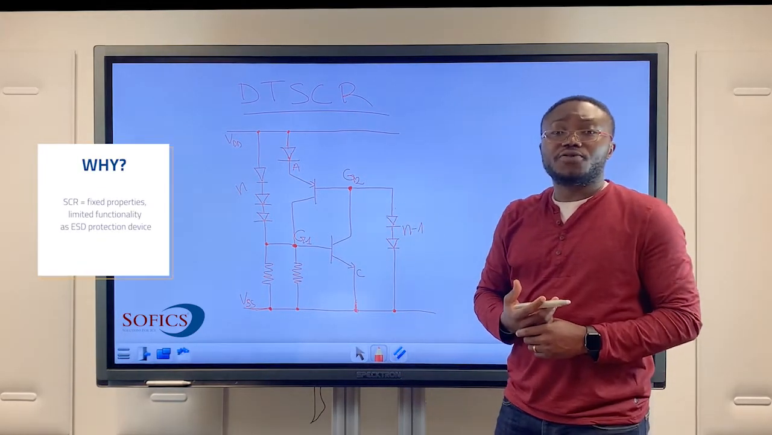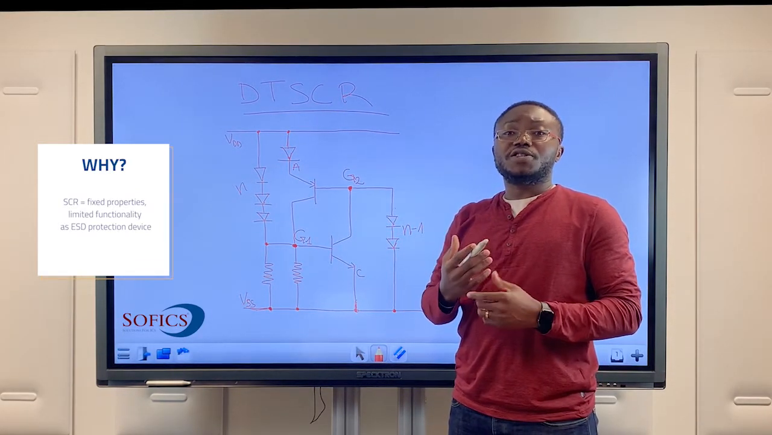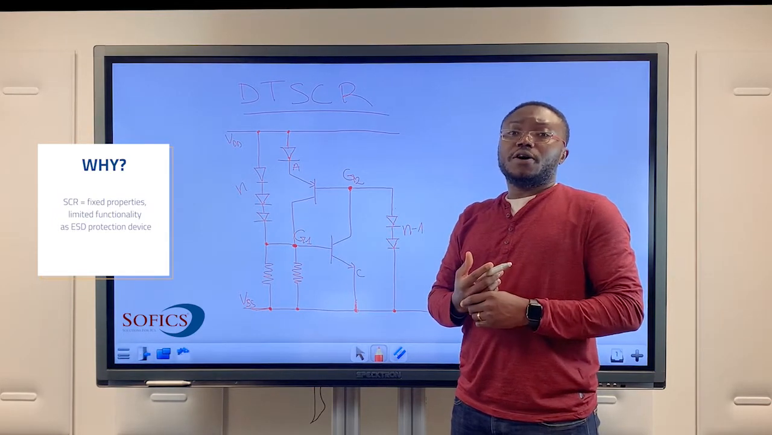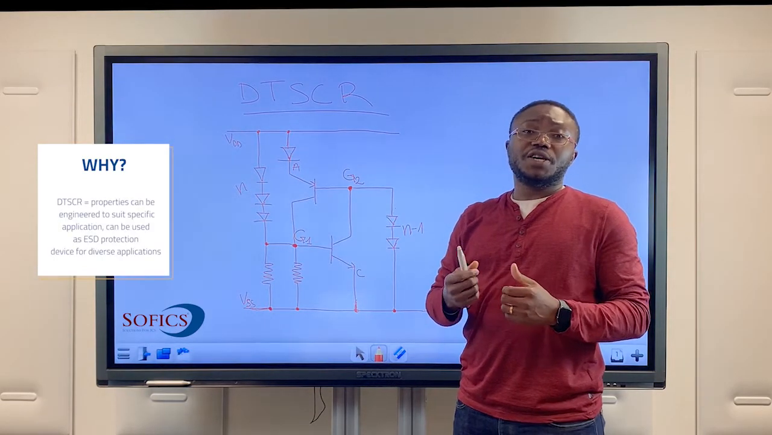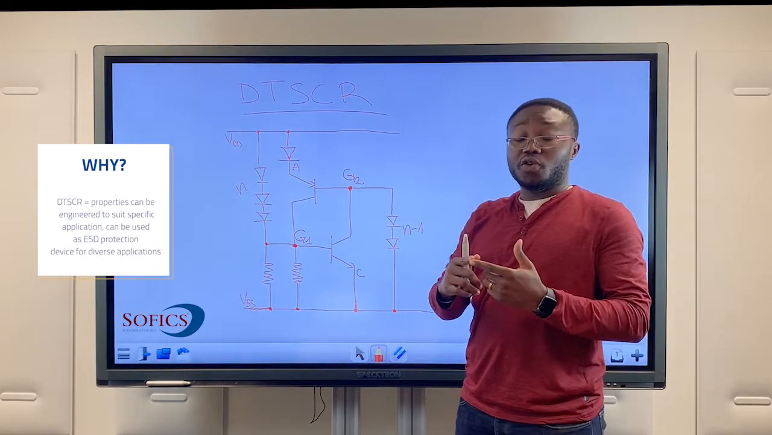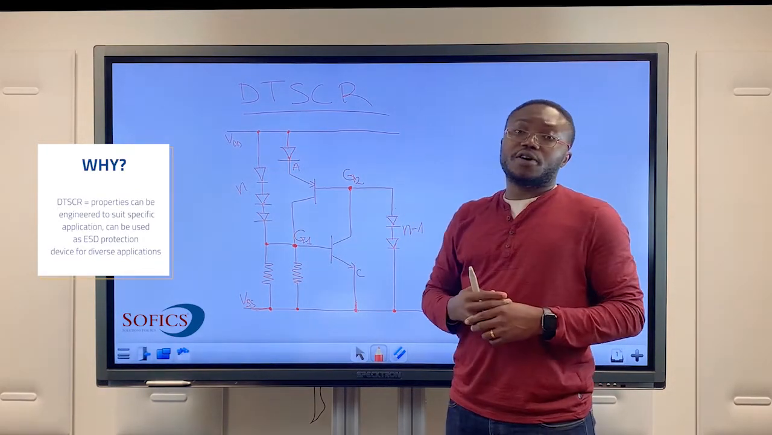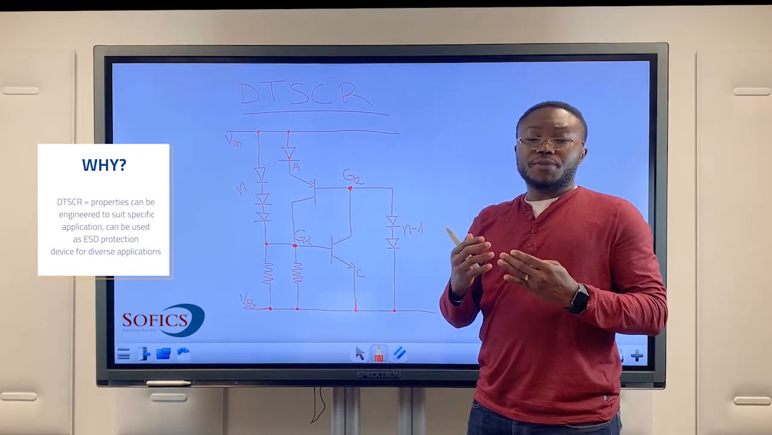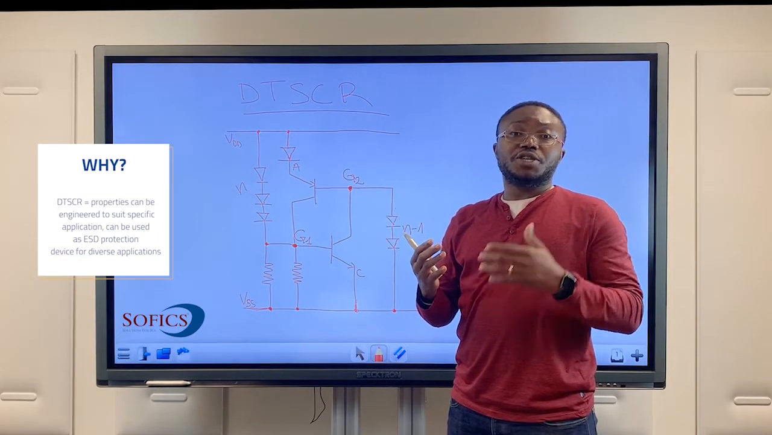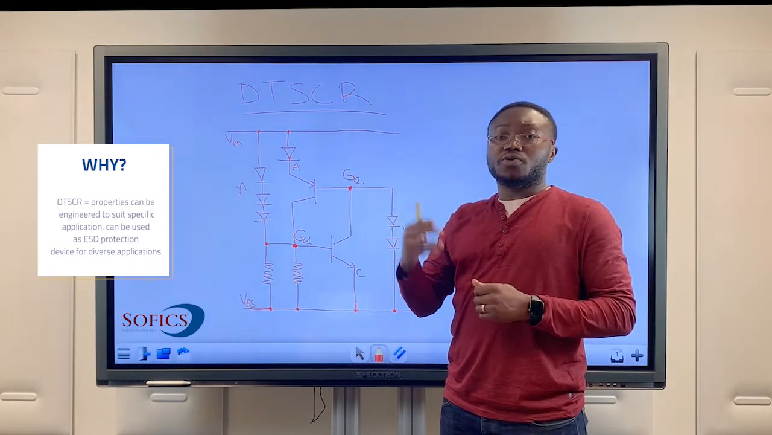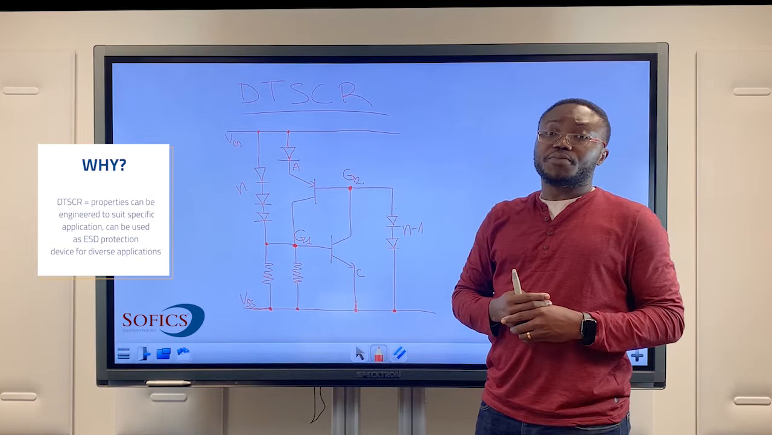Well, this is mainly related to the fact that a standalone SCR is a rather limited ESD protection device since its properties are fixed. In the case of a DTSCR, it is possible to accurately control properties such as its triggering voltage, its holding voltage, and failure current. And so in this way, it is possible to design ESD protection circuits for various types of applications. Think about RF, IoT, or automotive applications by departing from the same basic principle.